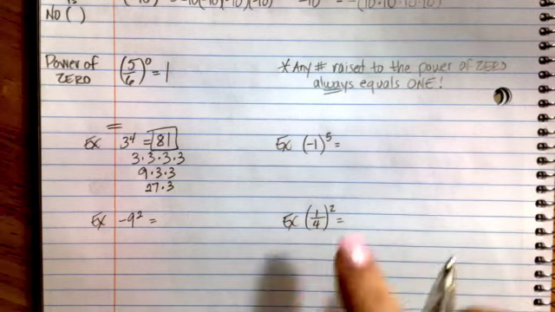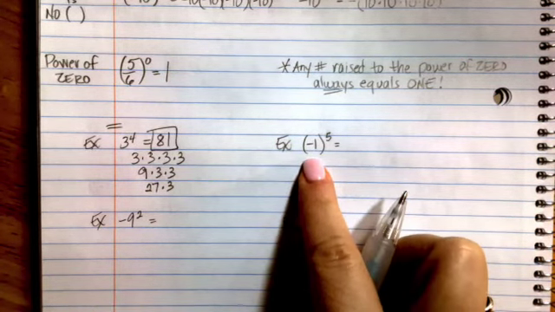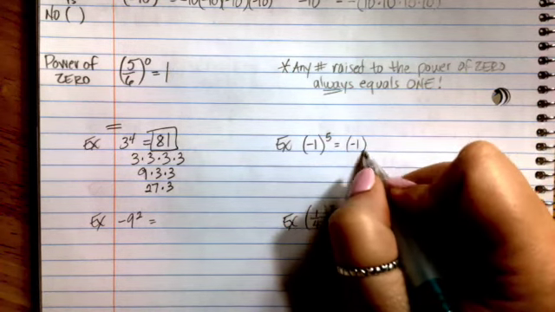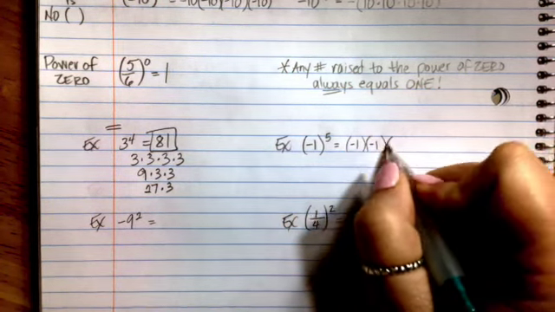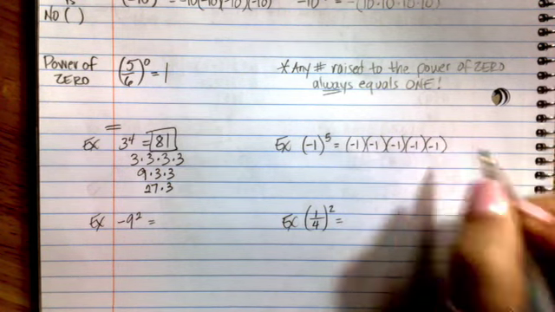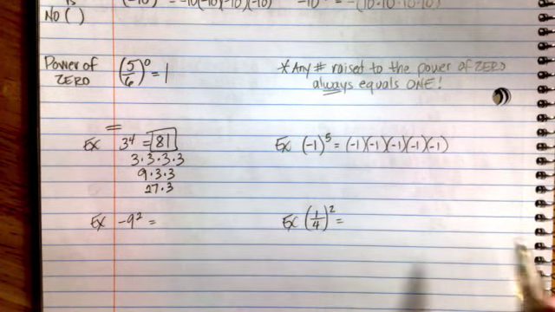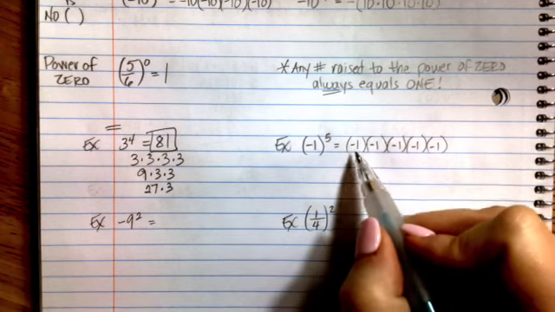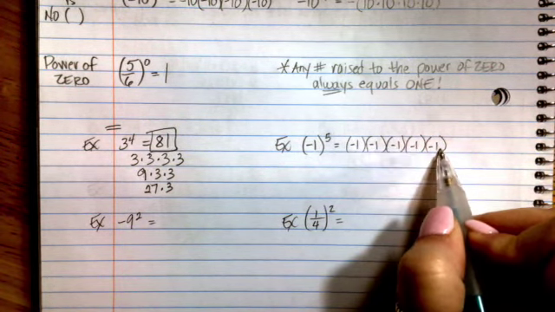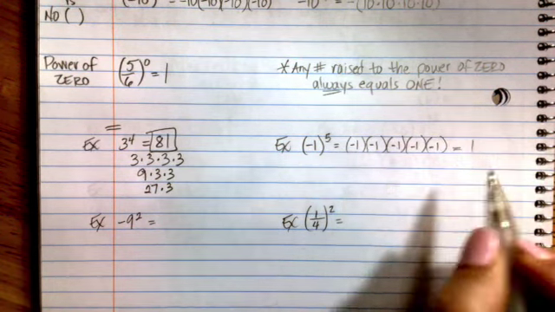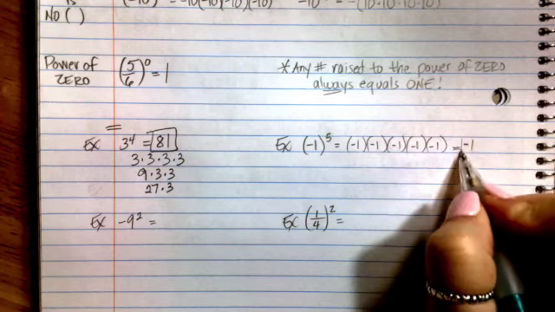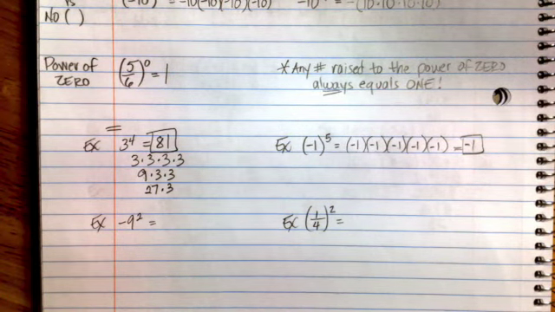Okay. All right. Next one over here, we have parentheses, and that means I'm going to write -1 5 times. This one's easy because it's just ones. 1 times 1 is 1. 1 times 1 is 1. 1 times 1 is 1. 1 times 1 is 1. Because I have an odd amount of negatives, that makes my answer negative.